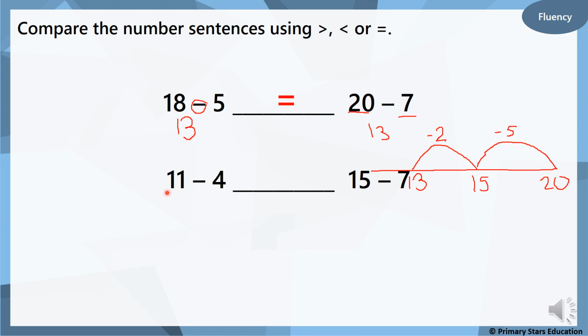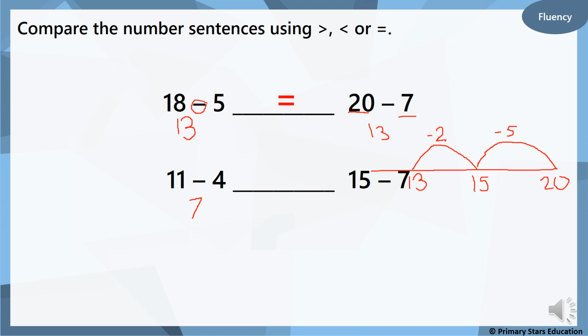We then have 11 subtract 4 and 15 minus 7. I want you to try doing this one for me without me talking. So whether you use counters or you do it in your head, you've got 11 subtract 4, please. So you should have an answer of 7.